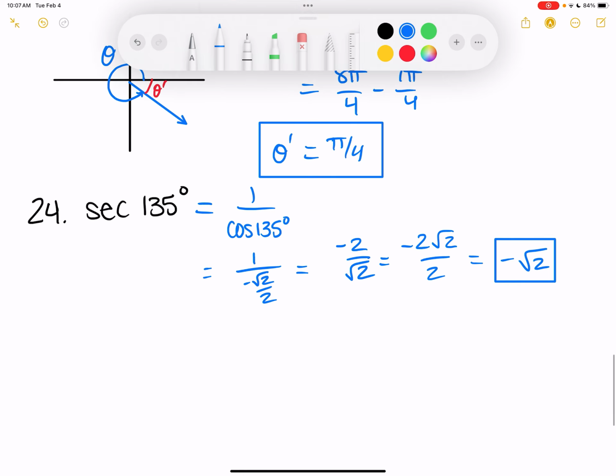Keep the top fraction, so 1. Change the division sign and then flip the bottom one. So instead of dividing, you're now multiplying. It's 1 times 2 over square root of 2. Right there. Look: keep, change the sign, flip.